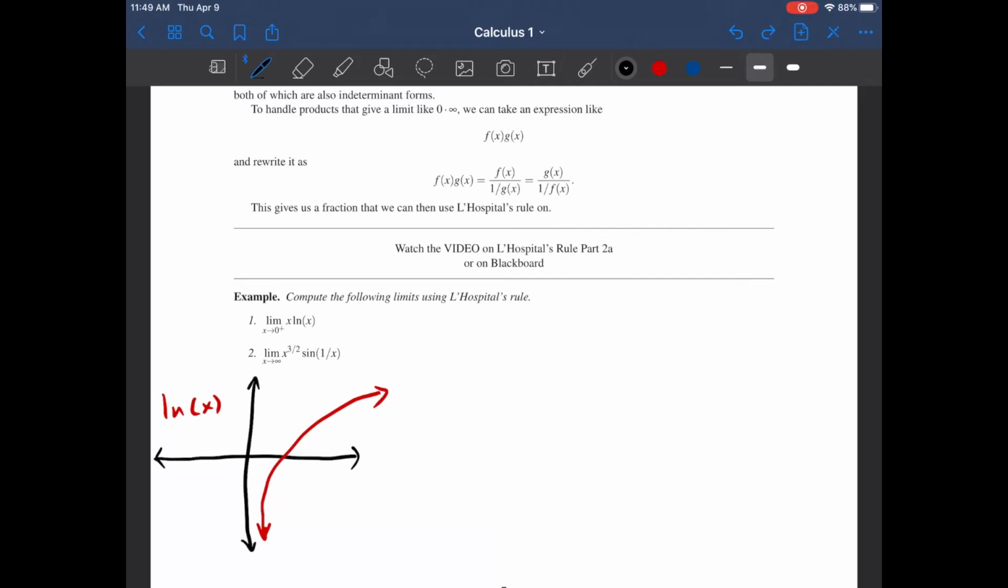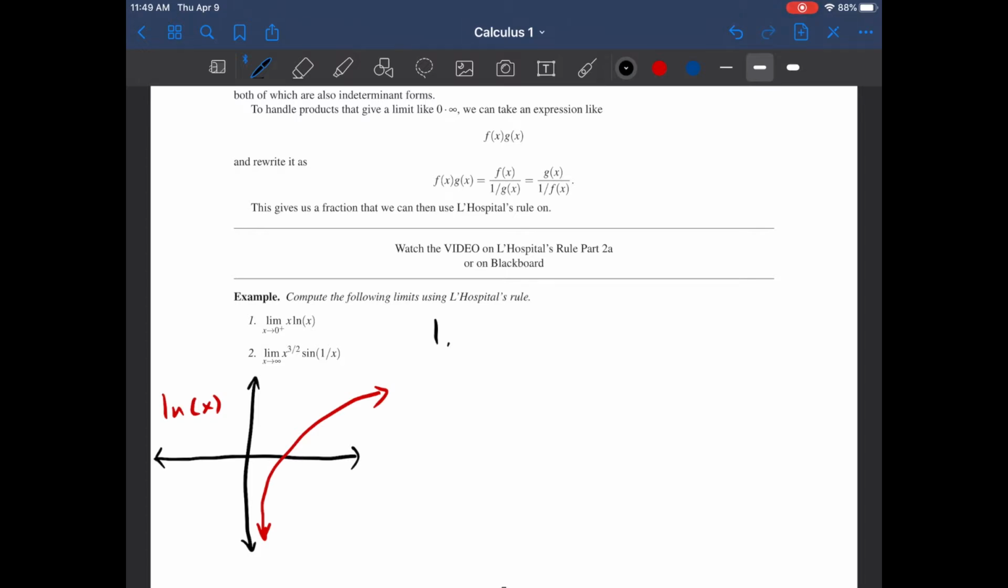These next examples will show us another way of using L'Hopital's rule. So let's look at this first one: the limit as x goes to 0 from the right of x ln of x. If we try to just calculate this limit, the first thing you should always do when trying to calculate a limit is just plug in the number.